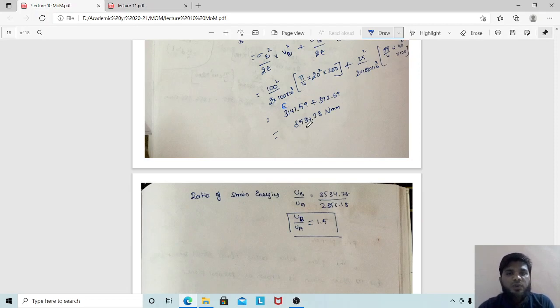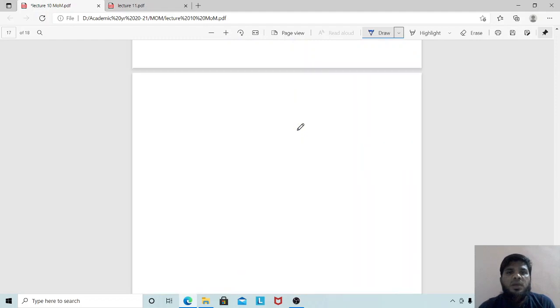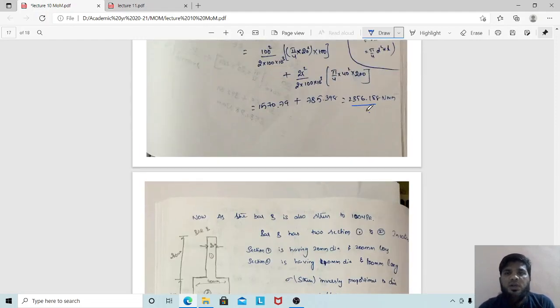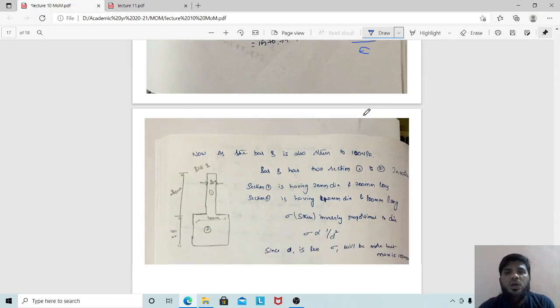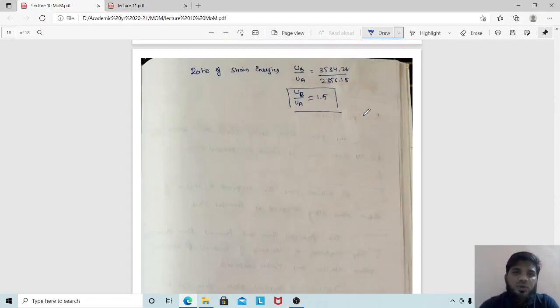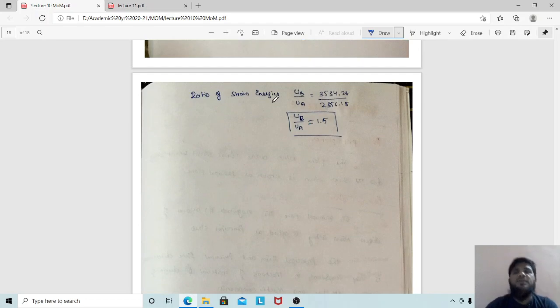Instead of getting 3534, you will get some value and you will have E below it. Okay, similarly for the above also you will have UA by E, that is nothing but this value divided by E. Now if you take the ratio, this E will obviously get cancelled. They are asking you to find the ratio itself, ratio of strain energy for the part B and part A. So they wanted to explain that if the cross sectional area has been changed, if the smaller cross sectional area has its length increased, then it is able to store more energy, which is almost like 1.5 times.